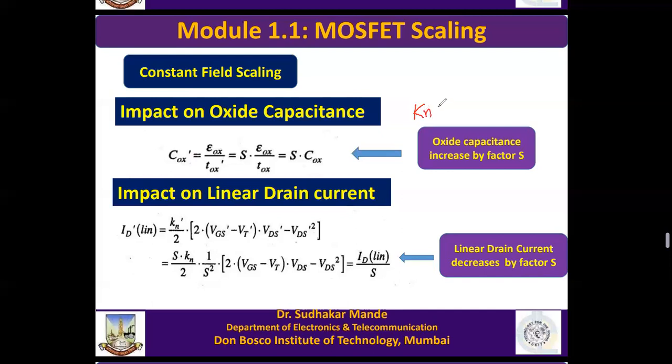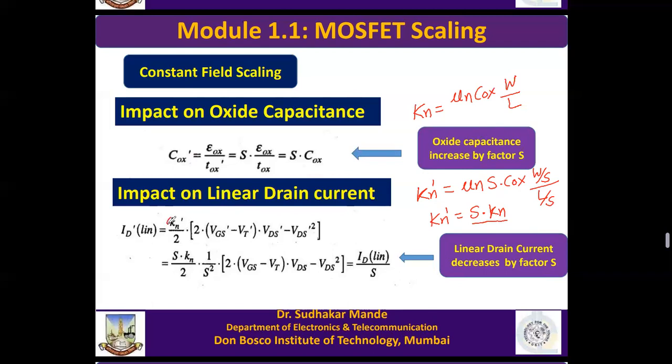Kn is basically mu Cox W by L. After scaling, what happens to Kn dash? Mu, nothing happens. What happens to the Cox? This becomes S times Cox. And what will happen to W and L? W reduces by S and L also reduces by S. Therefore, Kn dash is equal to S times Kn, because this S gets cancelled. So my transconductance increases by S.